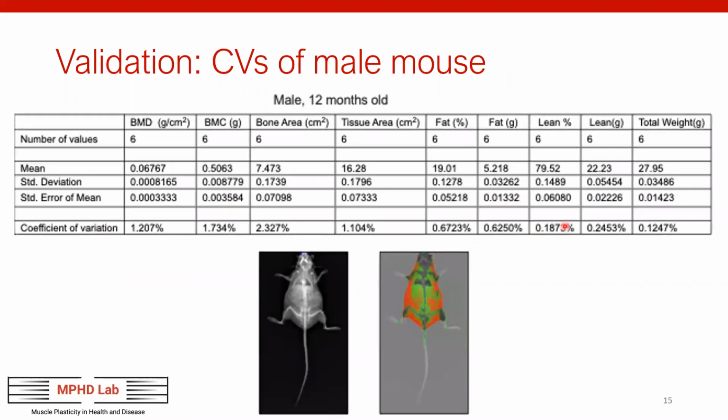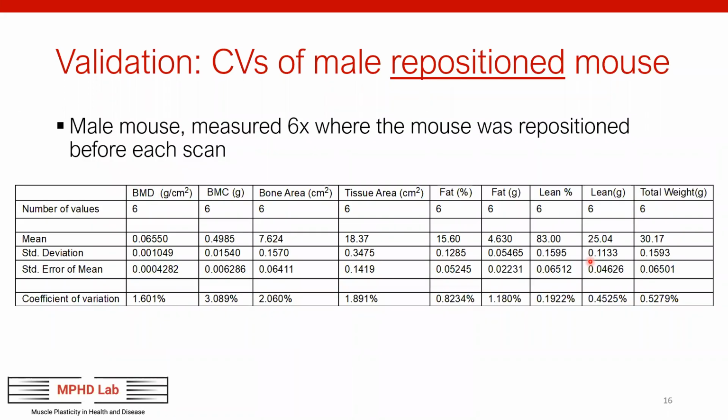So then we repeated this in a male mouse, about a year old. Again, same table layout, 6 measures: bone mineral density, bone mineral content, bone area, tissue area, fat percent, fat grams, and so on and so forth. If you look at the coefficient of variation, the last row of this table, the numbers again are really impressive, less than 3% here for bone mineral density and bone mineral content, less than 1% for the fat and lean percentage and weight.